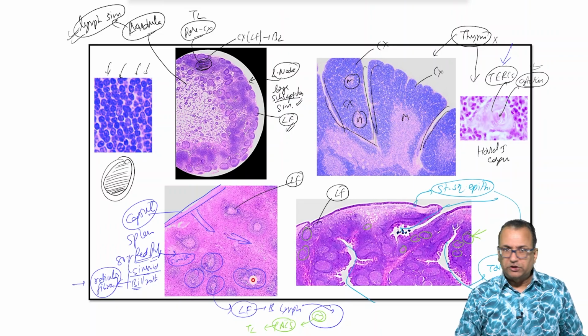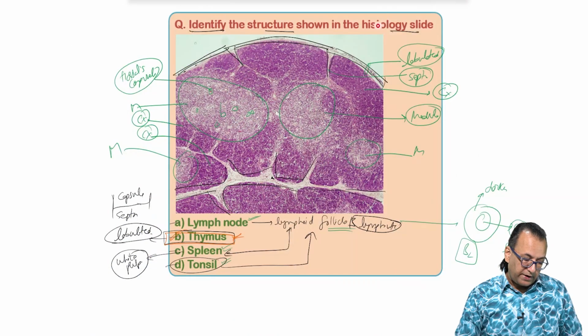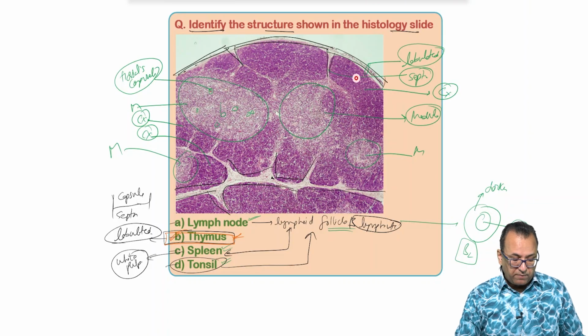Let us go back to the question then. In this question, we have already identified it is a lymphoid tissue with multiple cortex medulla, cortex medulla, cortex medulla. In the medulla, you can see some Hassall's corpuscles also, though not very clear. So of course, it is choice number B. Thymus should remain our answer here.